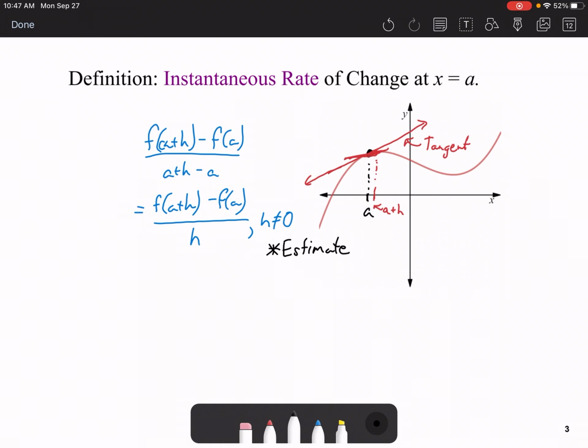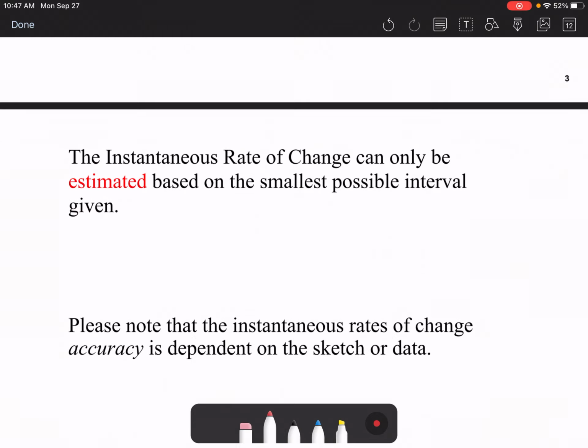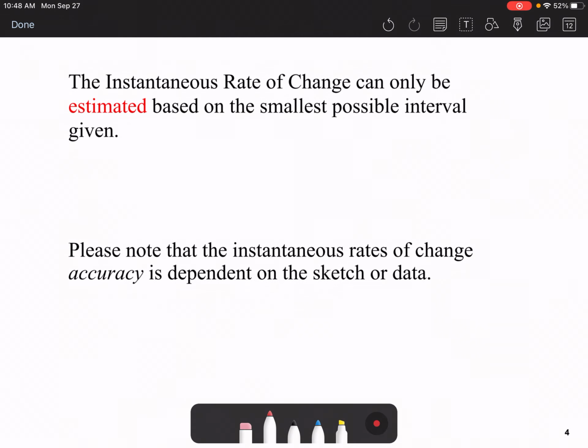Now you can only use this calculation if you actually have the function, again, if this was your function f of x. If not, you draw it using your tangent line and then measure the slope of the tangent line. So this comes back to a specific detail right here, that the instantaneous rate of change can only be estimated based on the smallest possible interval given.